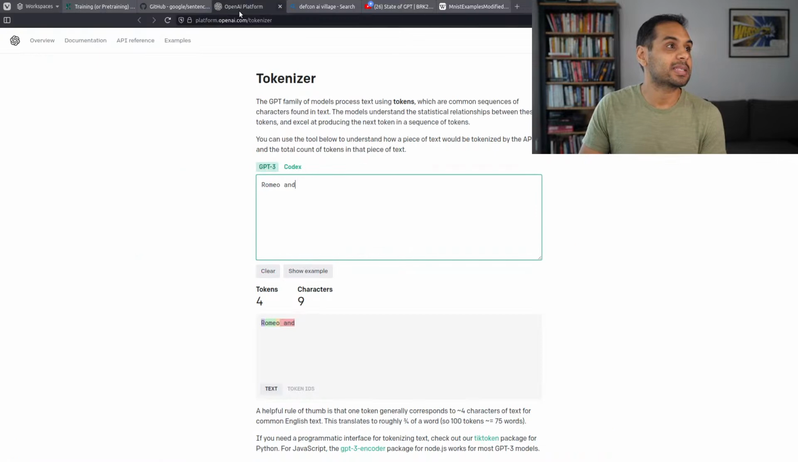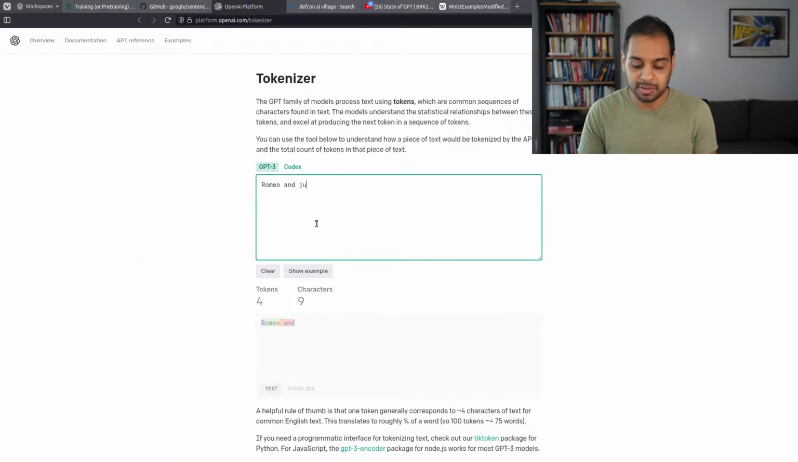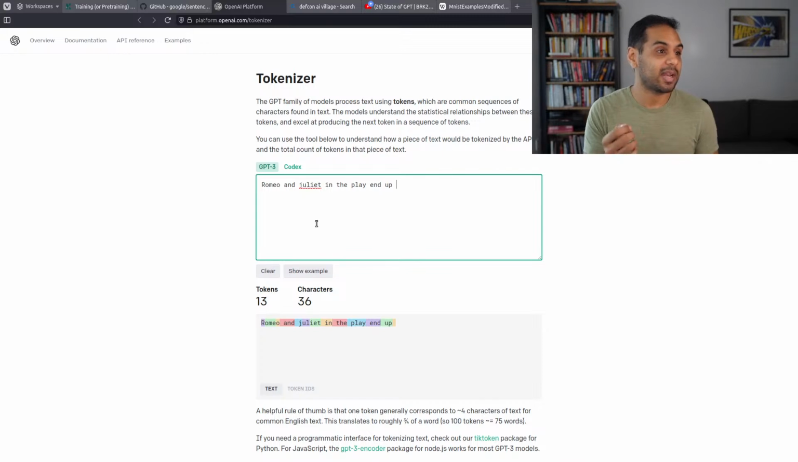But if we make a slightly more complex sentence, Romeo and Juliet in the play end up, we say what could happen in the end. And if you know the play again, they end up dying in the end. Sorry for the spoilers. But it's the same idea. Because the language model has seen so many associations between the words Romeo and Juliet, the word play, it can fill in the rest.